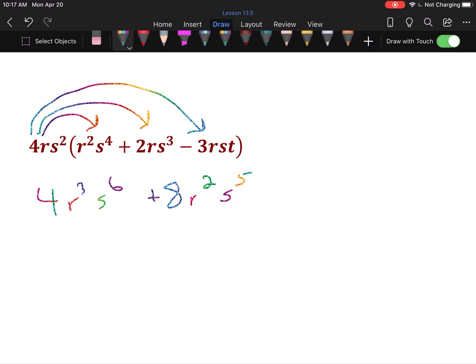And our last term, 4 times negative 3 is negative 12. R times r is r squared. S squared times s is 2 plus 1, that's s to the third, sorry. And the t, again, doesn't have anything to multiply with on the outside, so it just comes along. So our distributed version here is 4r cubed s to the 6th plus 8r squared s to the 5th minus 12r squared s cubed t.